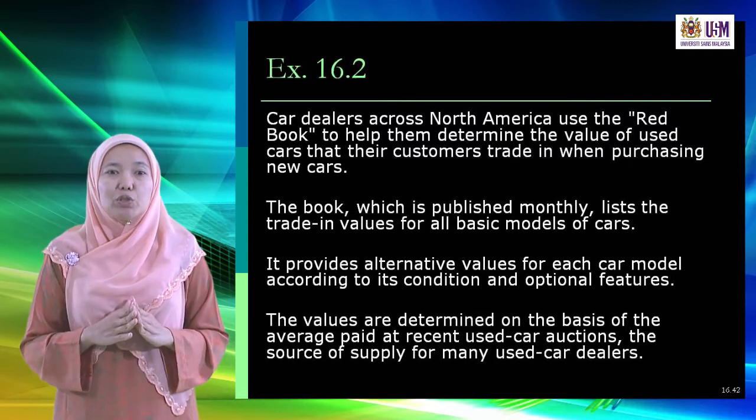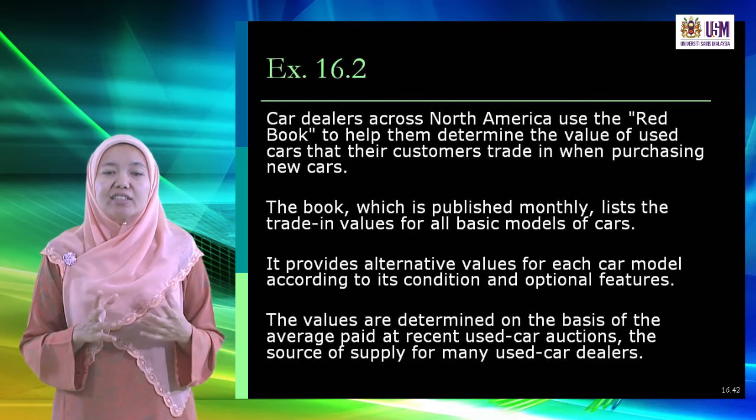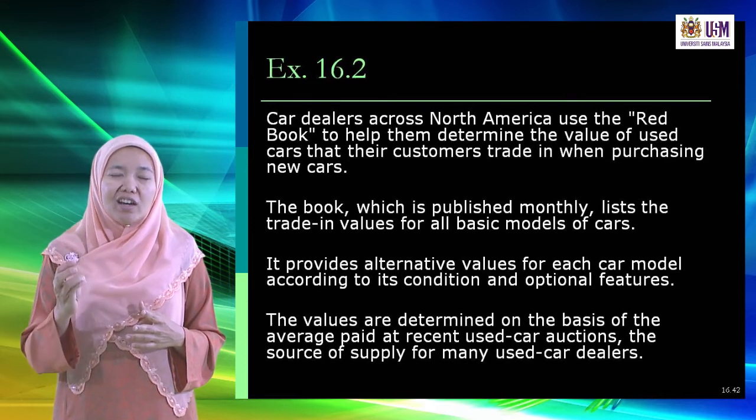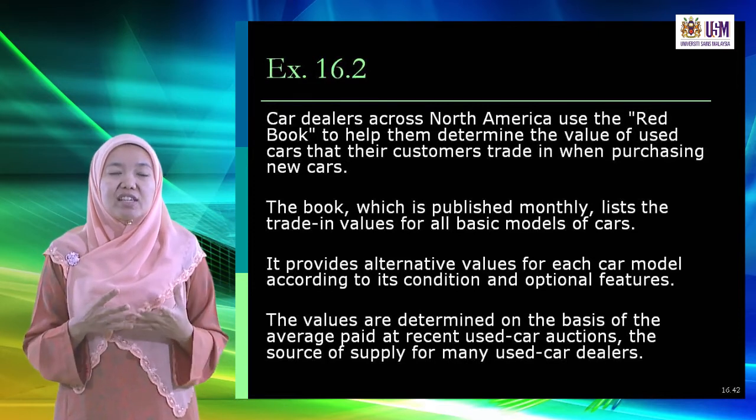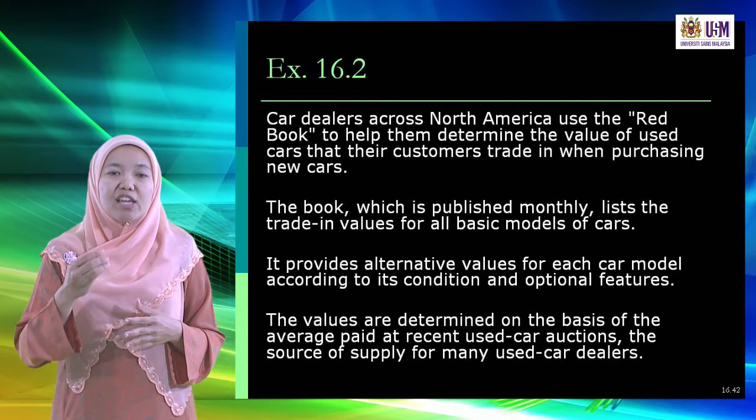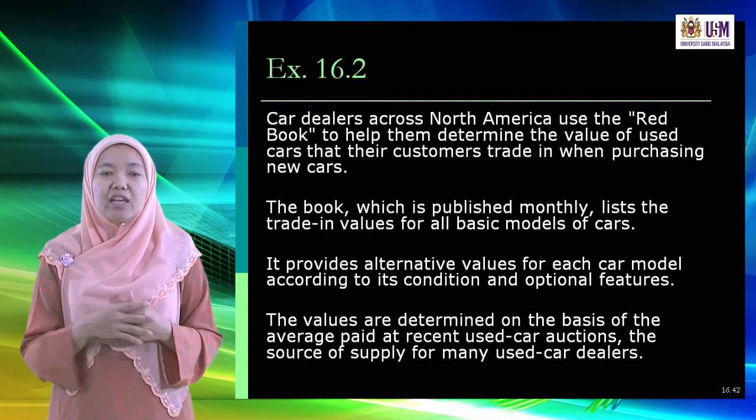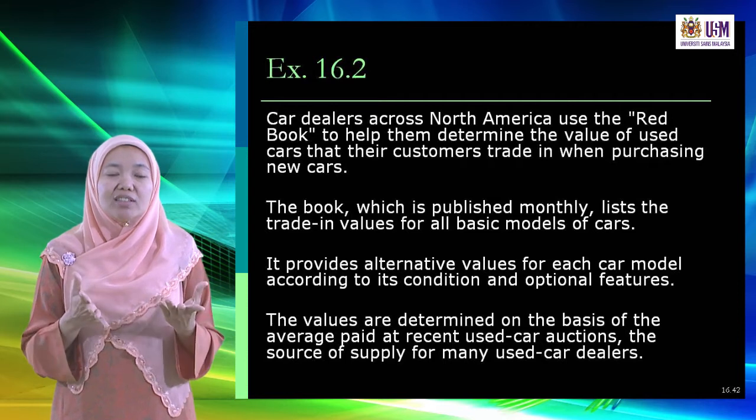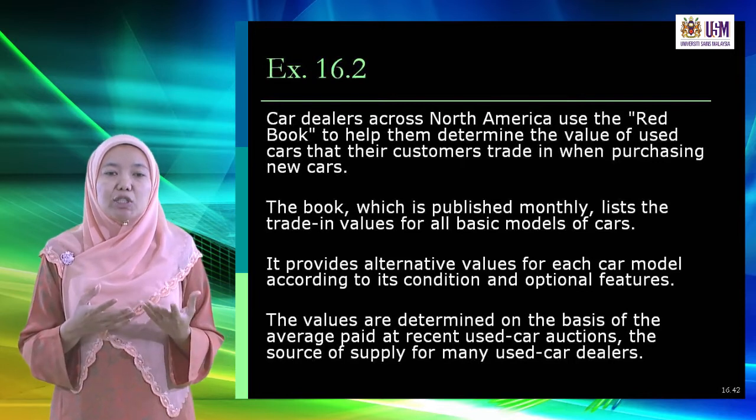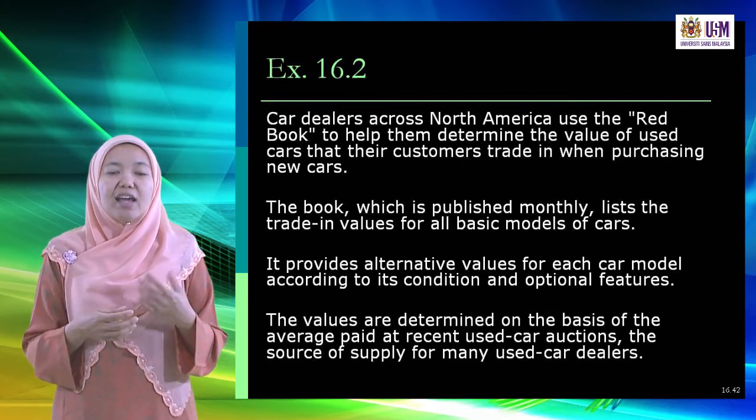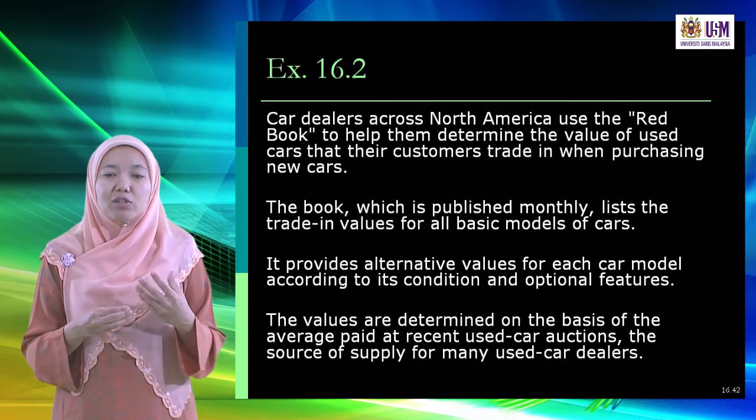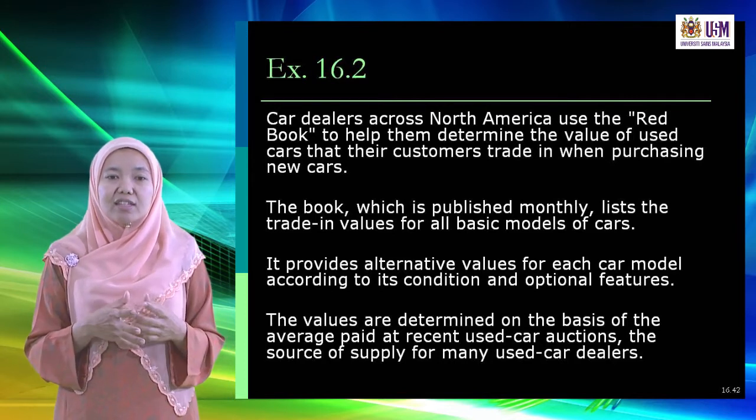Example 16.2. In this case, we have car dealers across North America who use the Red Books to help them determine the value of used cars that their customers trade in when purchasing new cars. This is an example for the United States. The book, which is published monthly, lists the trade-in value for all basic models of cars. It provides alternative values for each car model according to its condition and optional features. The values are determined on the basis of the average paid at recent used car auctions and the source of supply for many used car dealers. I know it's wordy, but this is the explanation before we can actually look at the data.